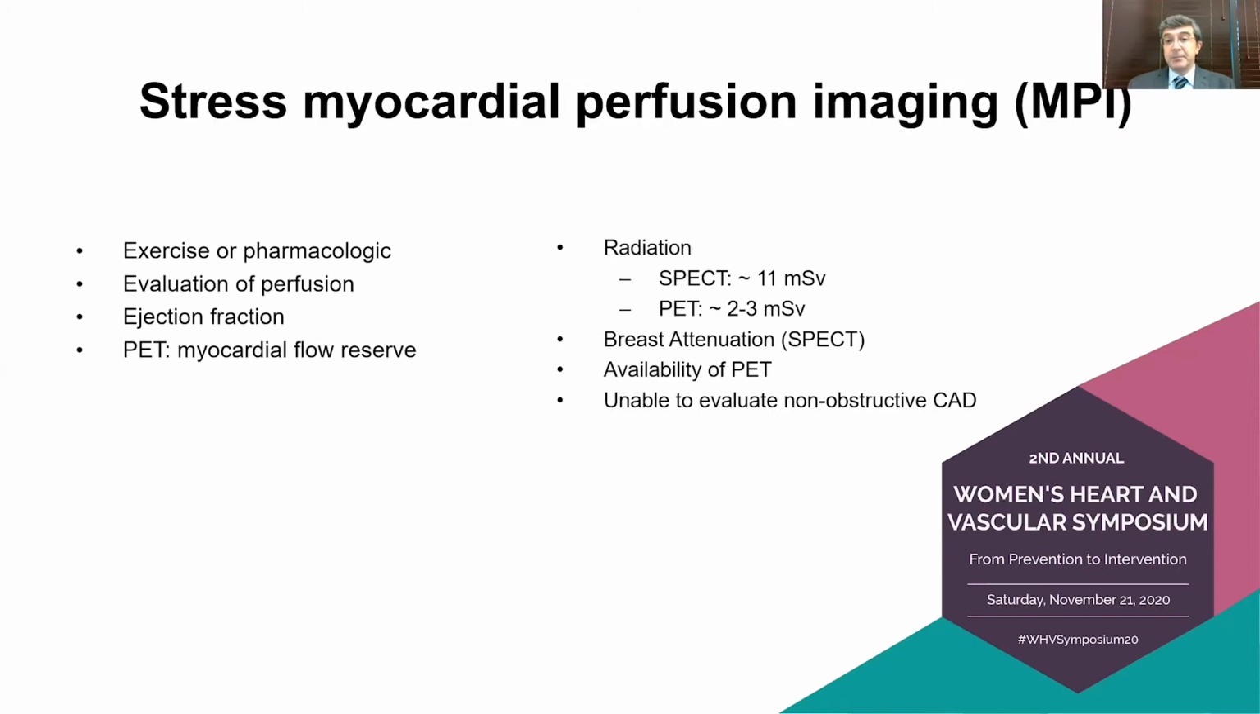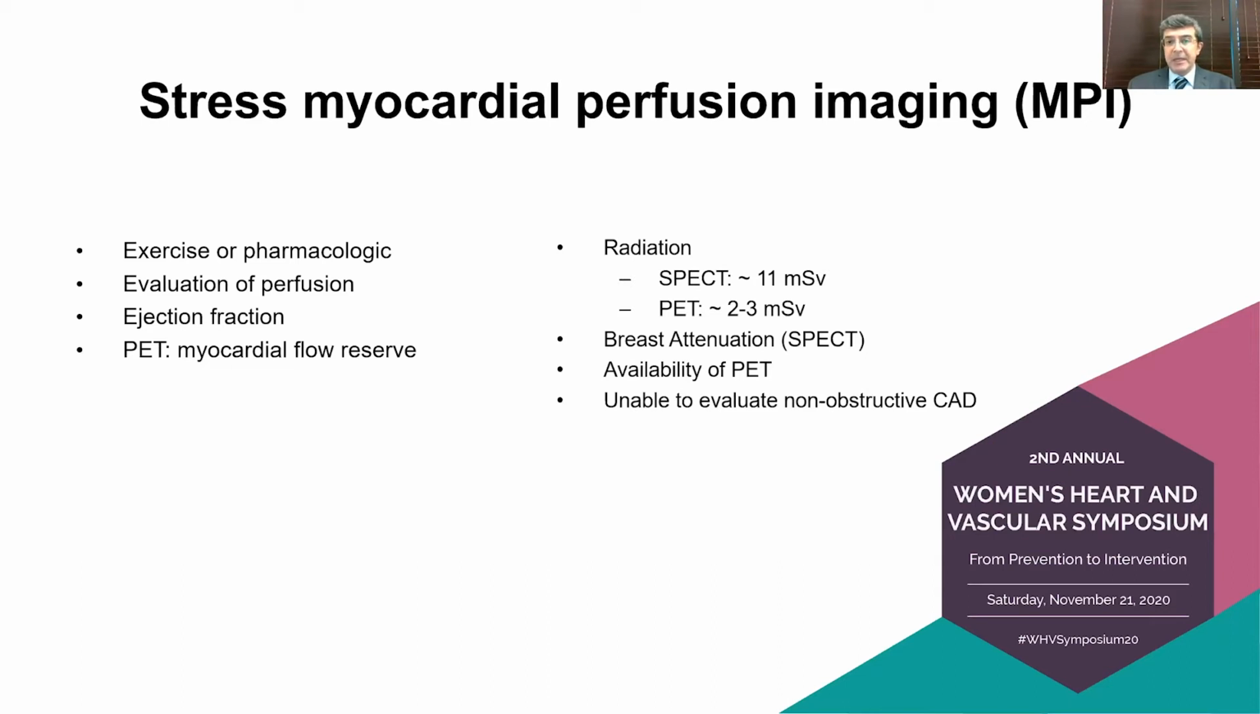The next way of evaluation will be a stress myocardial perfusion study, which could be a SPECT or PET. Again, it can be done with exercise or with a pharmacologic stress test. It will look at perfusion. It will give us information about ejection fraction. And we know that PET will give us very nice information about myocardial flow reserve, which is important in women, especially when we are looking for microvascular disease.